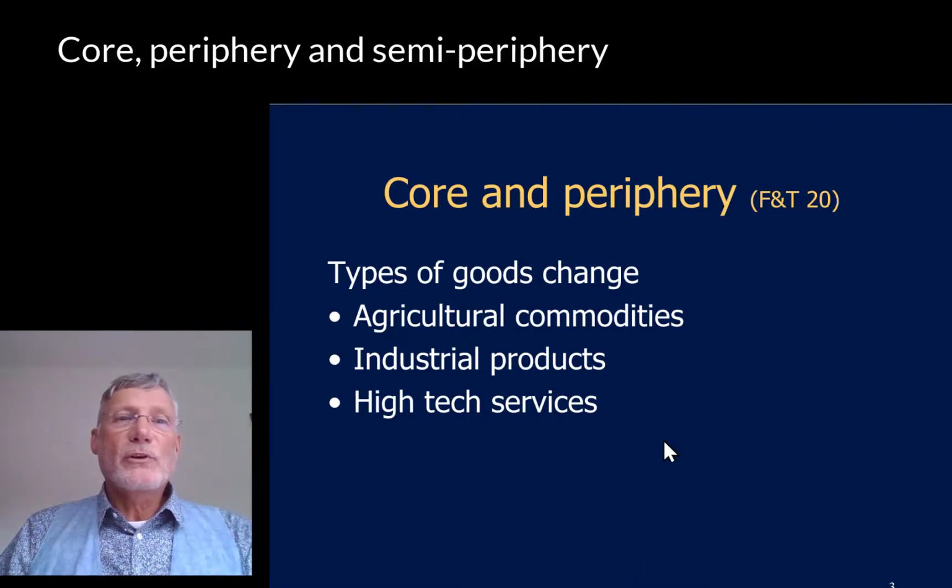So it's important that the types of goods which are exchanged between the core and periphery change over time. In the beginning, it was more about agricultural commodities. Later, it was industrial products, and now it's more high-tech services.